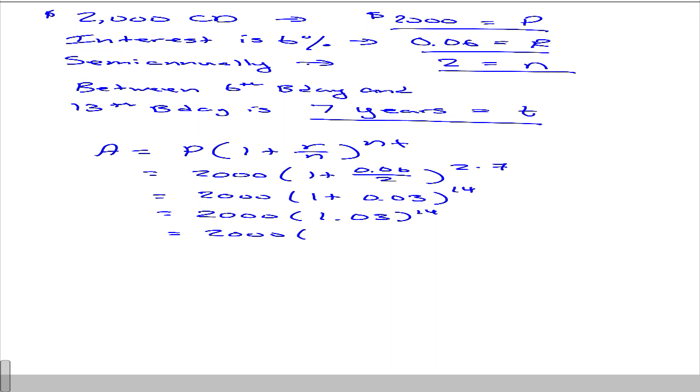So when I raise it to the 14th power, I get 1.512589, and so on. So I'm just going to leave it as 1.5125. And then I'll multiply that number by 2,000. So roundabout, in the ballpark, on her 13th birthday, her account should have approximately $3,025.18, give or take.